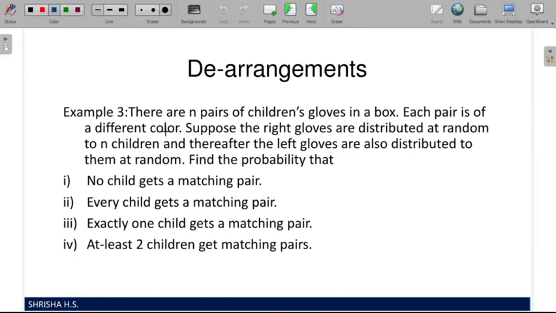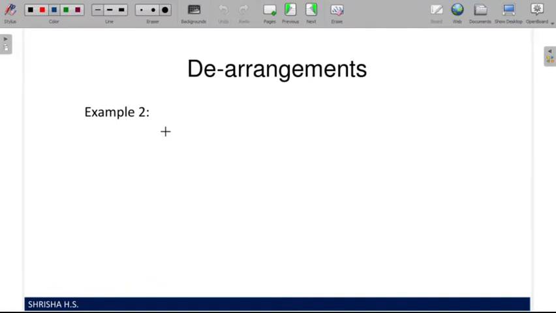We'll take the first one, no child gets a matching pair. It's a complete derangement. First we randomly distribute the first glove of each pair. When we distribute the second glove of the pair, the matching comes. Suppose a child has got a red glove, then another red glove is the natural place. If a child has got a green glove, and in the second round that same child gets the green glove, then it is an arrangement. So in the arrangement, what does it mean?